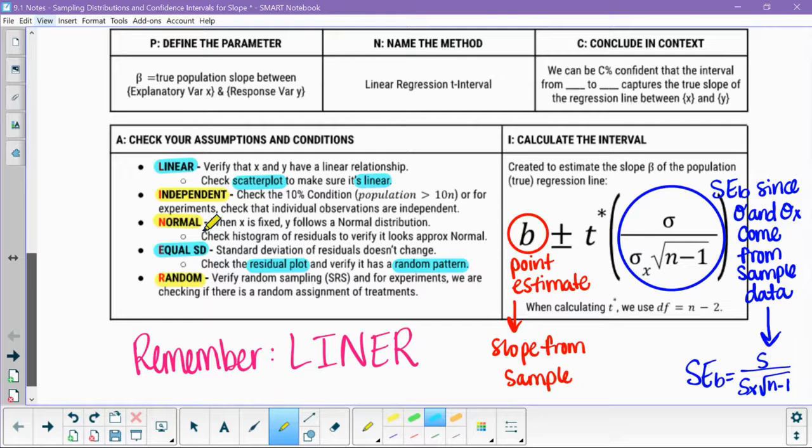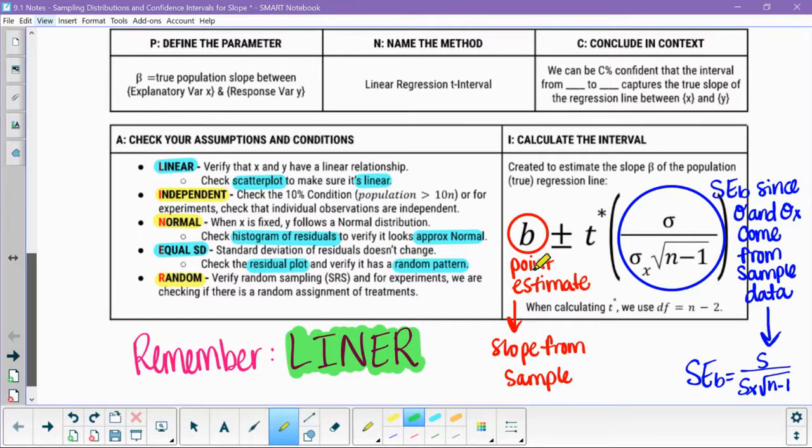With the normal, we're going to check the histogram of residuals to verify that it looks approximately normal, and randomness and independence will come in the same way it has before. The easiest way to remember all of the conditions required for a slope confidence interval is LINER, L-I-N-E-R.